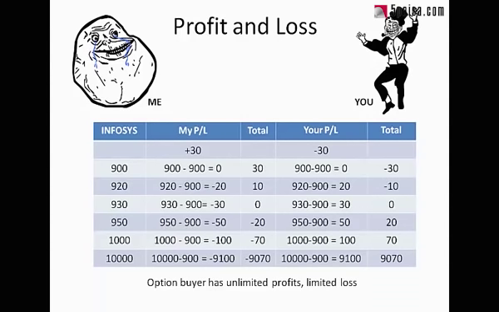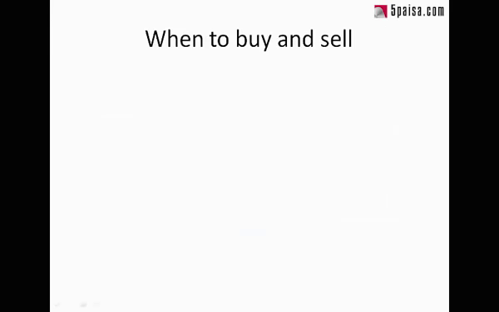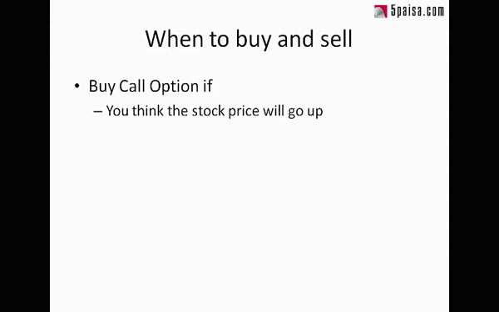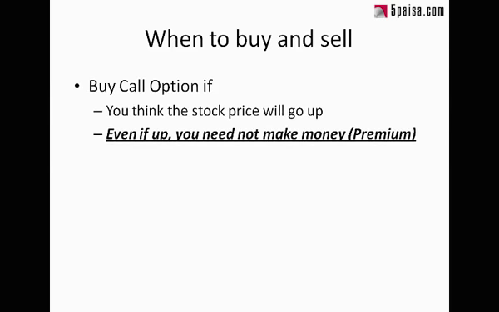Another important takeaway is that an option buyer has unlimited profits and limited loss, whereas an option seller has limited profits and unlimited loss. That takes us to the last part of this video. When exactly do you buy and sell call options? Buy a call option if you think the stock price is going to go up.